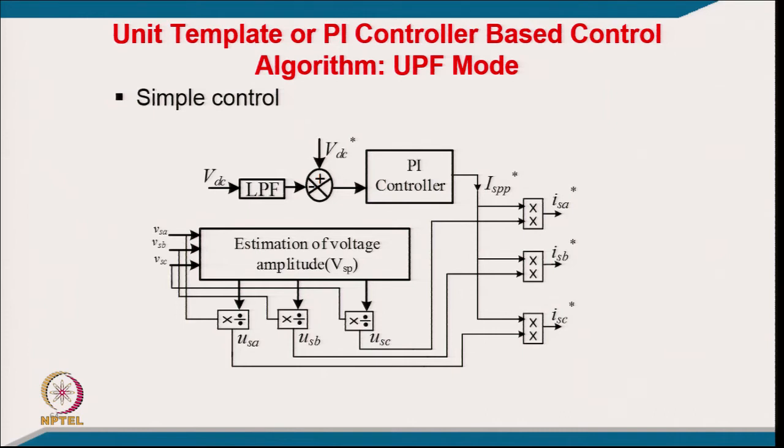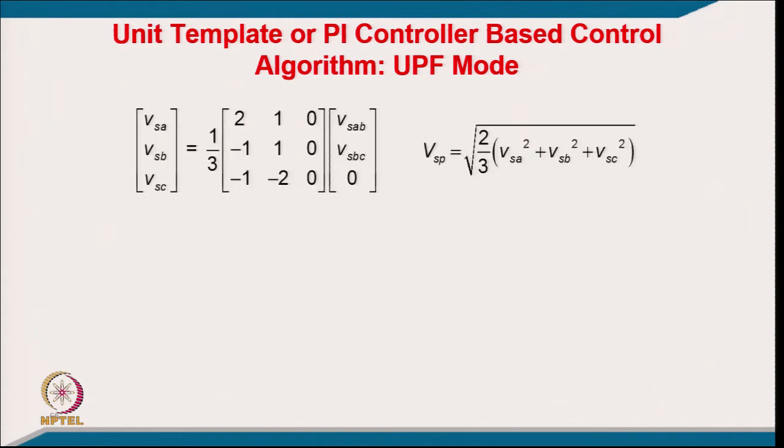This template is multiplied with the amplitude of the current, and this current we call the grid current or supply current, along with the sensed grid current we do the indirect current control for the voltage source converter operating as a shunt active power filter. And these are of course the expressions for that.